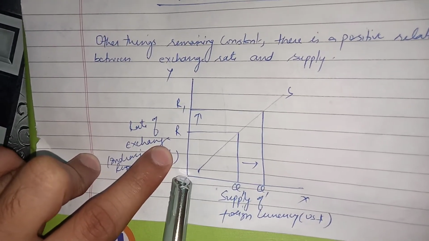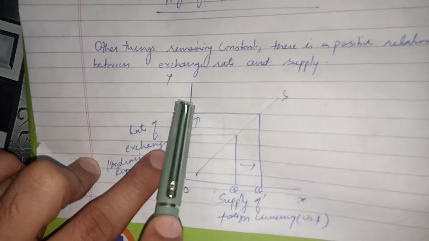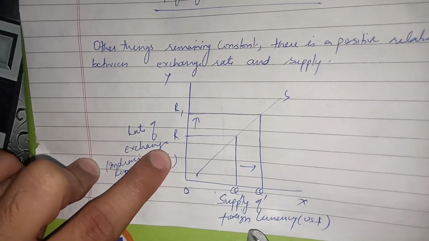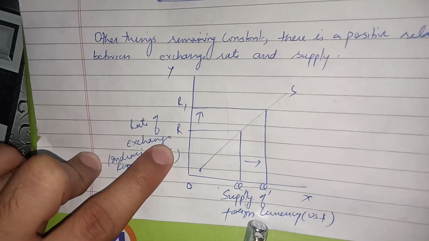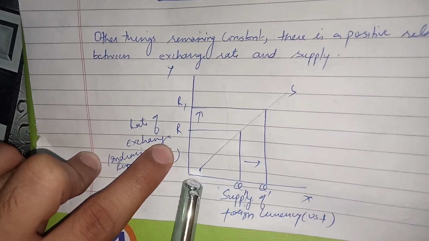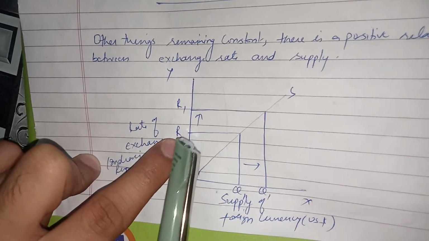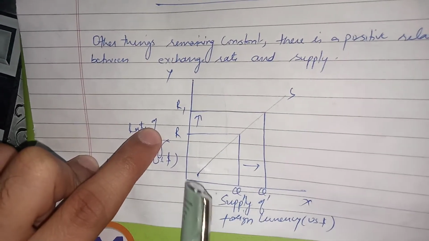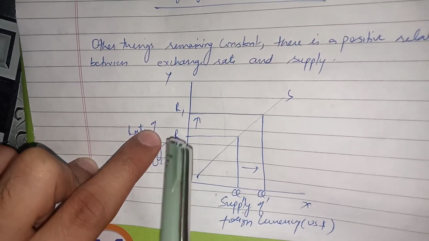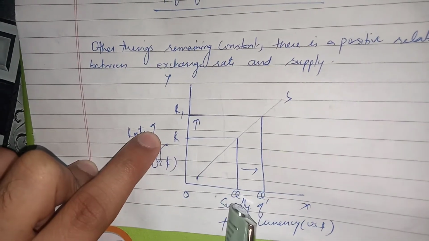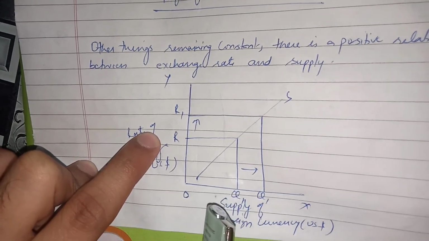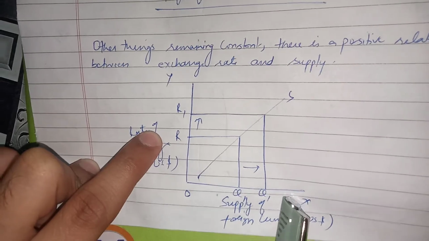But when exchange rate rises from OR to OR1, then the quantity of foreign currency in the form of supply also increases from OQ to OQ1. So the diagram is showing there is a positive relation between exchange rate and supply. So when exchange rate rises from OR to OR1, quantity supply of foreign currency also rises from OQ to OQ1.